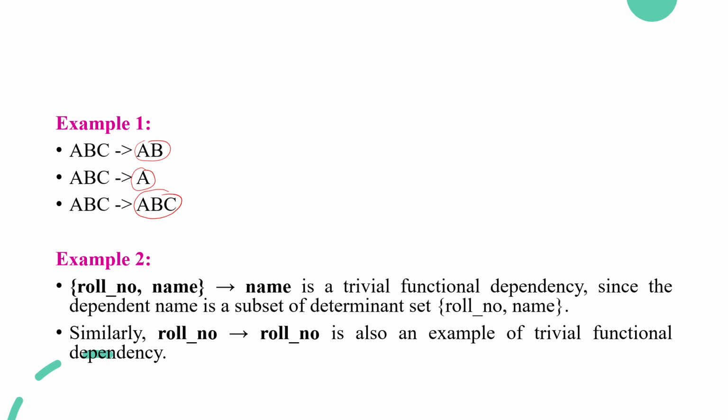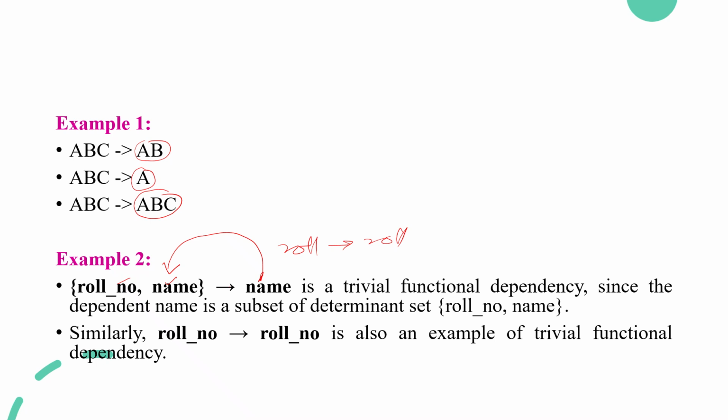Then another example: roll number and name are two attributes. Roll number and name can determine name is a trivial functional dependency because this dependent is a subset of this determinant. And also roll number can determine roll number itself. This is also a trivial functional dependency. It is always true because it doesn't add any new information.